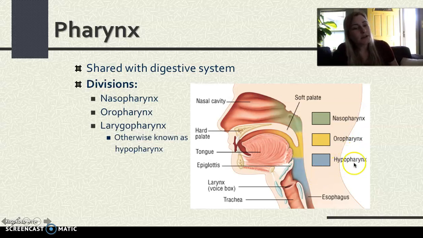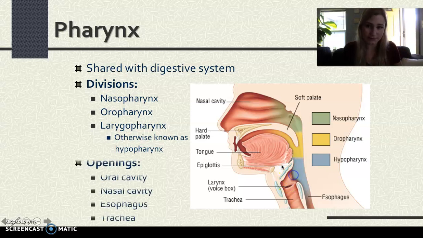Now, we also have another name for hypopharynx because science is confusing and they like to switch things up on you. We also call this the laryngopharynx, coming from the larynx here. So we have the pharynx, which is going to be the back top portion, and that's where all of the mucus is going to drain, and whenever you swallow, stuff goes back there. And then you also have the larynx, which is going to be the top of the trachea, which we're going to be talking about next.